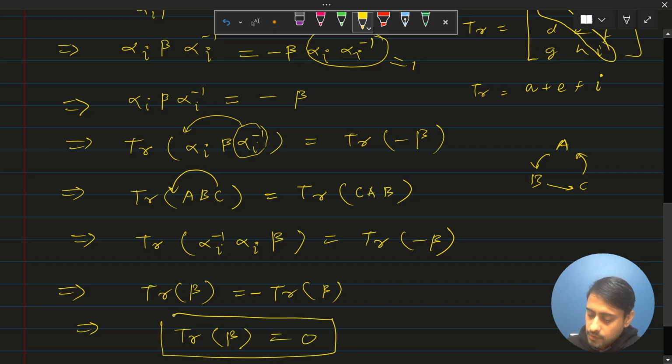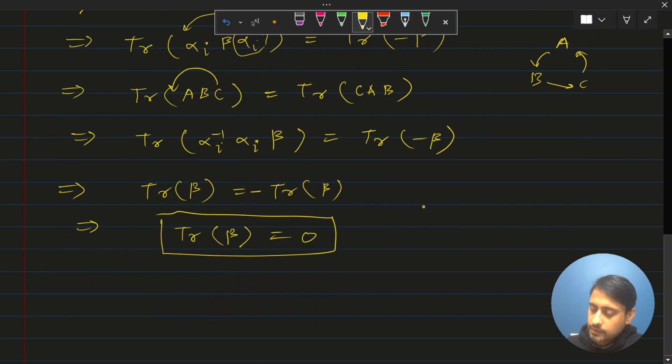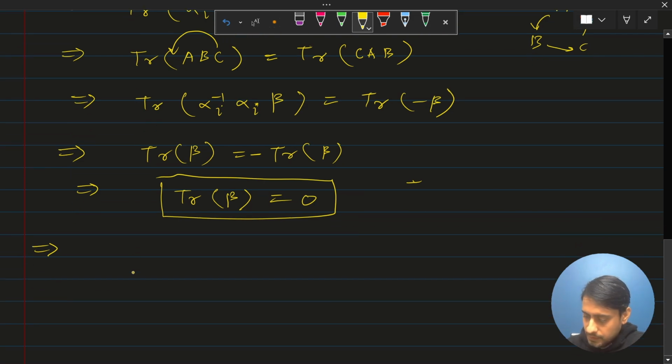So this one we have already proved, and in a similar manner we can also prove that trace of alpha I is 0. Let's do this, because studying a theory is a good thing, but you need to develop how to go step by step, and very clearly you should be able to do all the mathematical calculations. So let's do the next one, that trace of alpha I is 0.